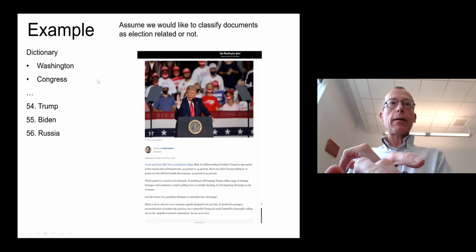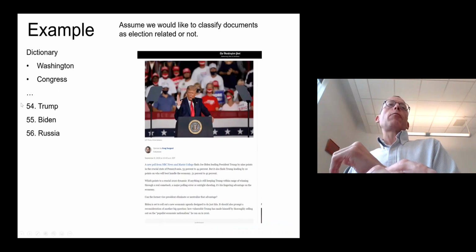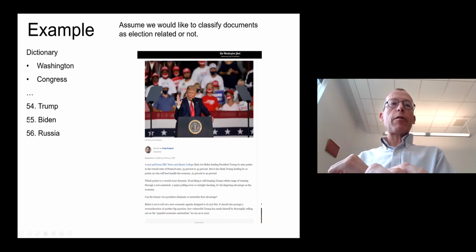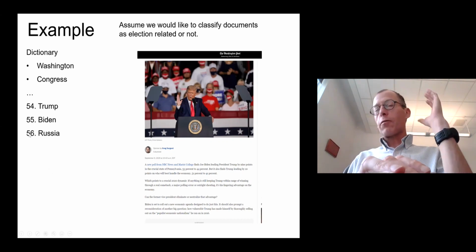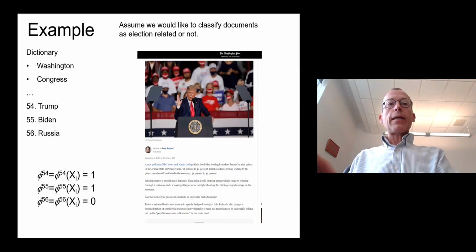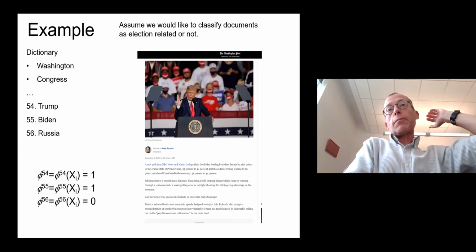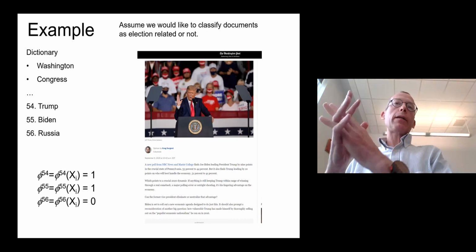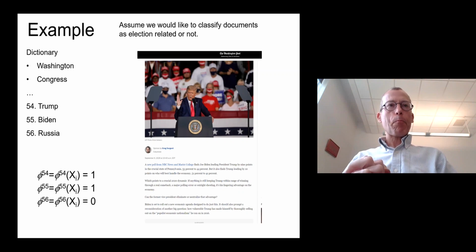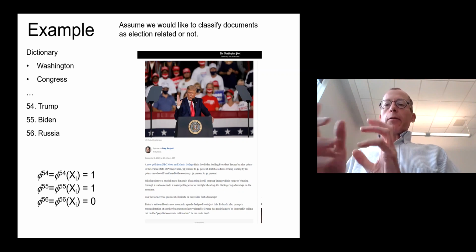We take this dictionary of ours and we have the word 54 is Trump, 55 is Biden, 56 is Russia, I don't know, 57 could be football. And then we say, okay, we see Biden and Trump in this document, but we don't see the word Russia, so we put a 0. This is how we construct the vector, and we do it for all of the words. So we end up with a vector that has 10,000 entries of 1 or 0. Okay, so this is the vector we created.